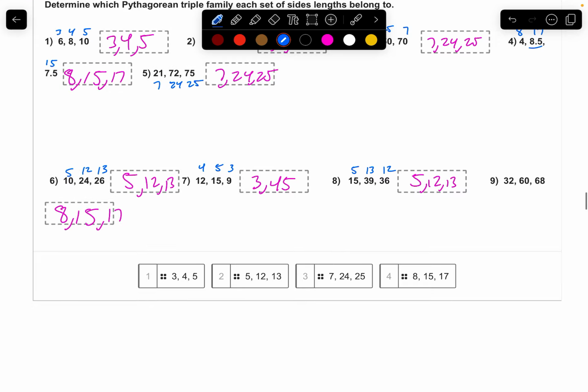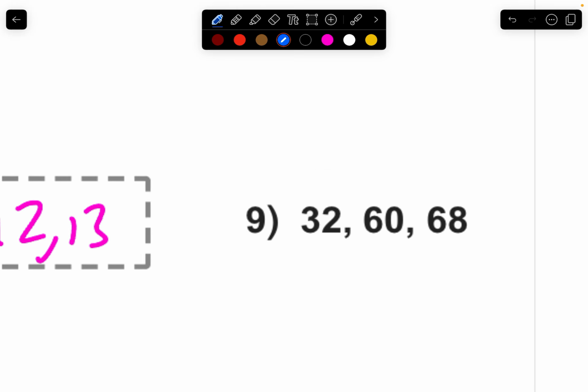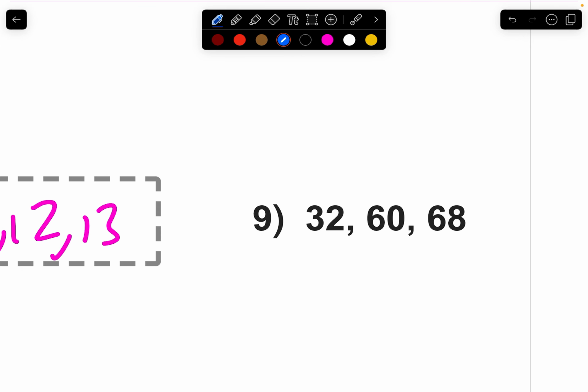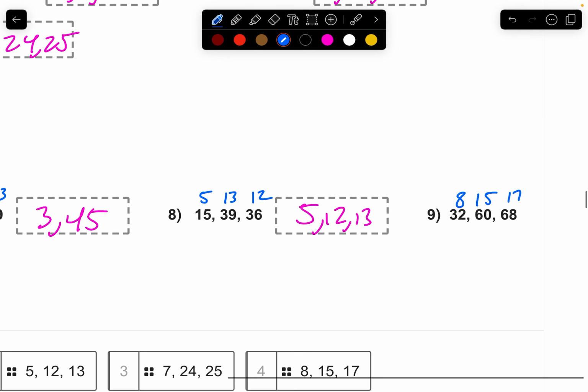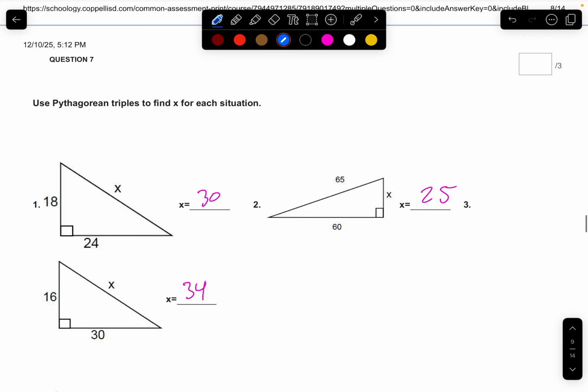Like I said, I'm going fast. All I'm doing is looking for a common factor. We're trying to figure out which family these came from. Maybe a little harder. I can definitely divide by 4. Divide by 4, and divide by 4. Yes! 8, 15, 17. All right, moving along.